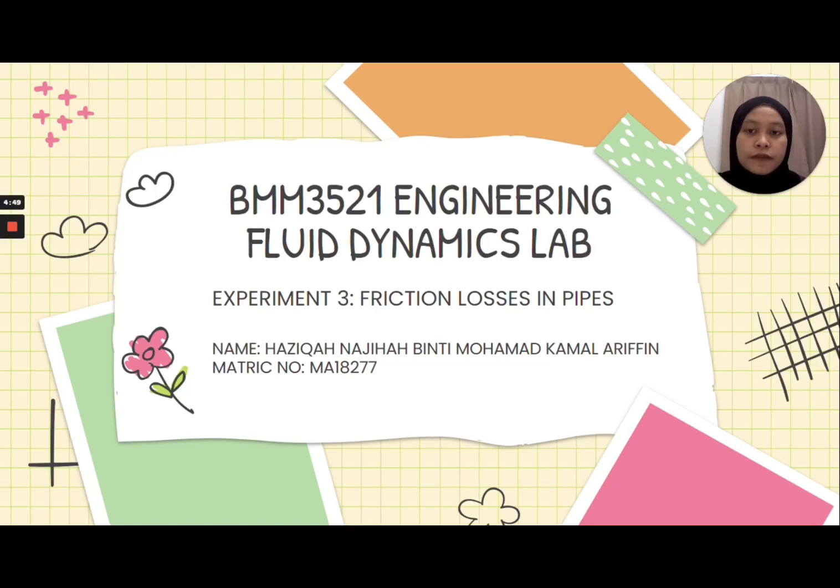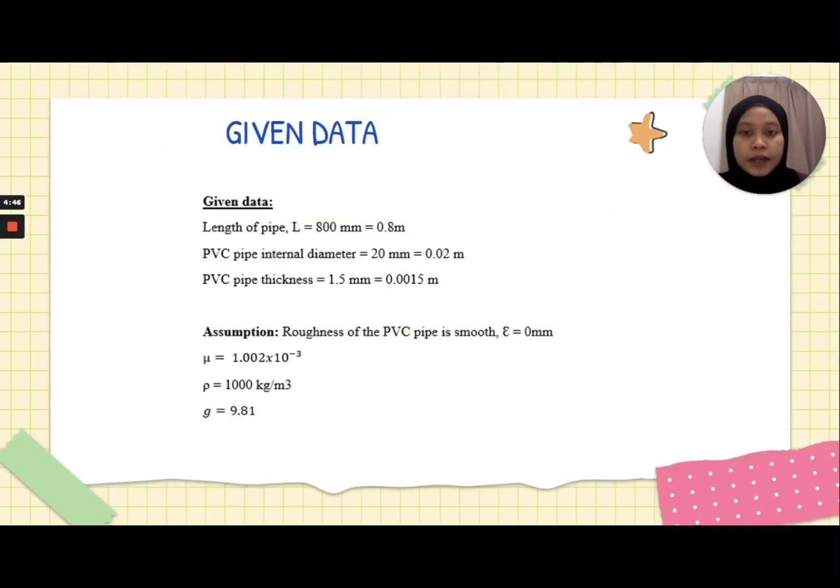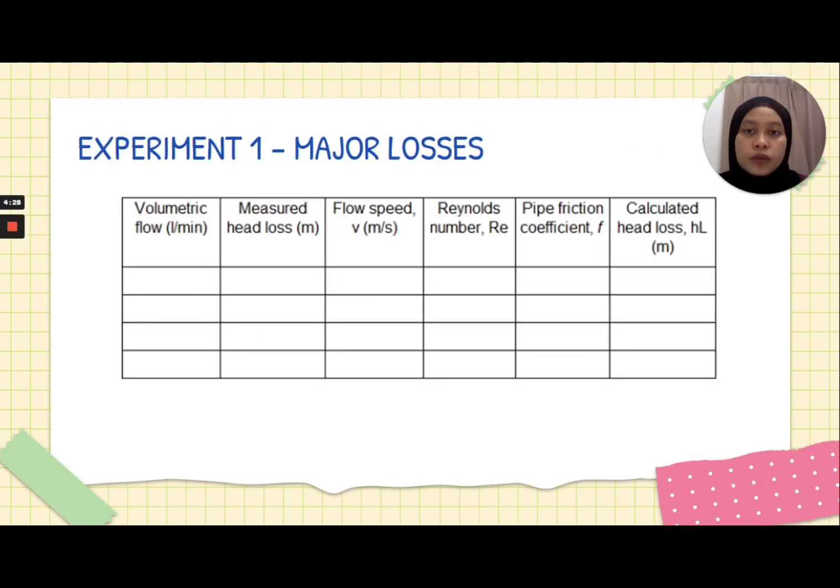I will present the result and discussion for the experiment on friction losses in pipe. We start with the given data. L is 0.8 meter, the internal diameter is 0.02 meter, and the pipe thickness is 0.0015 meter. And for experiment 1, which is major losses, we should complete this table, which is we should calculate the flow speed, Reynolds number, pipe friction coefficient, and calculated head losses.